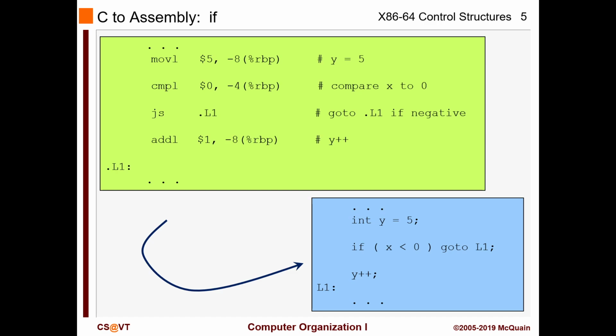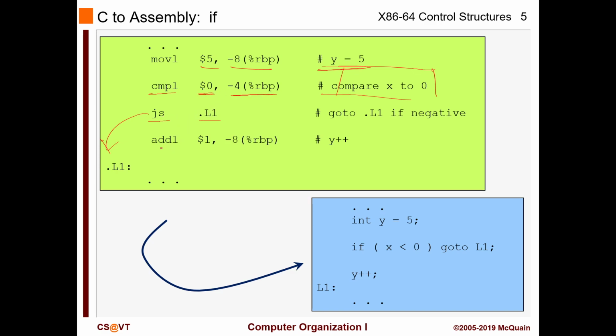We can actually go back from the assembly to the C code. Over here we are putting something in a variable, so what we are basically doing is y equal to 5. Then we are doing some sort of comparison, right? Then we are going to go to L1 if this value is less than this value.